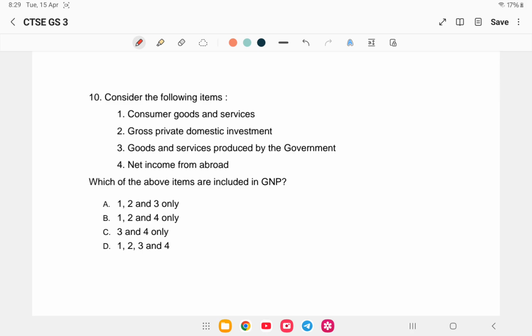Consider the following: consumer goods and services, gross public domestic investment, goods and services produced by the government, and net income from abroad. So which are included in gross national product, GNP? GNP is the total value of all the goods and services produced in a country.